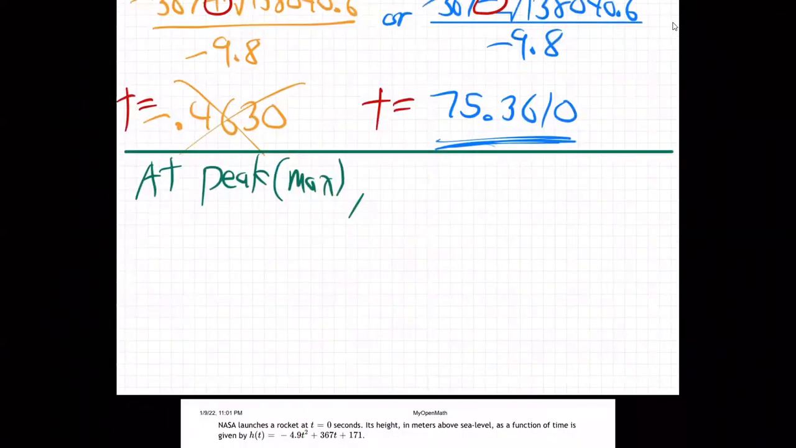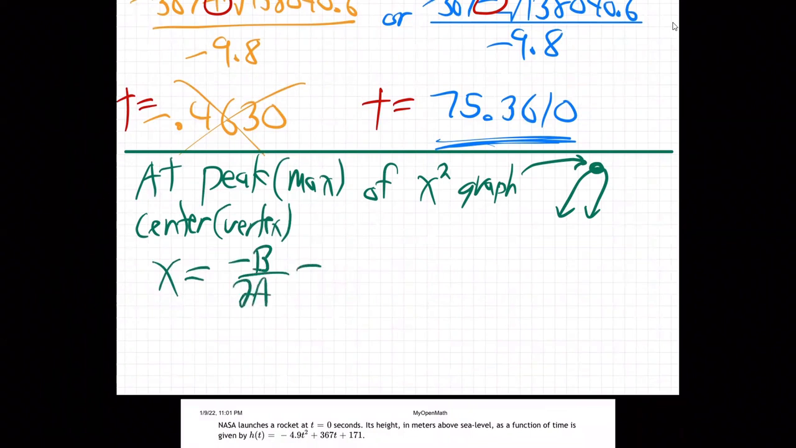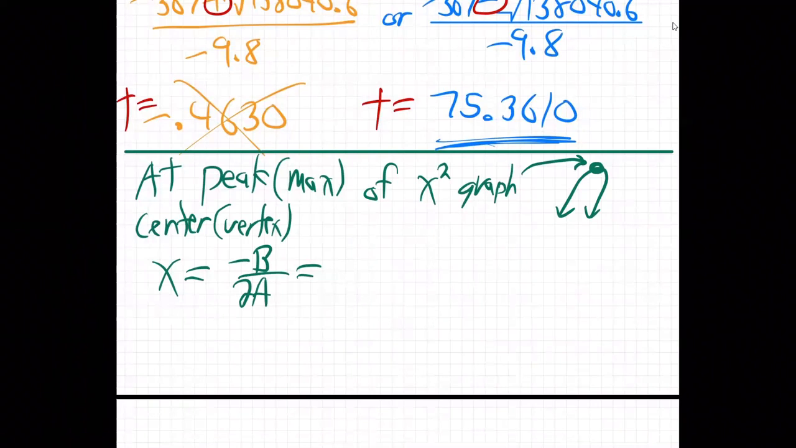At the peak, the max of an x squared graph, a U-shape, right? How do you find that max? It's the center, or also called the vertex. And the formula is x is negative b over 2a. That's the formula for finding the maximum, the peak.